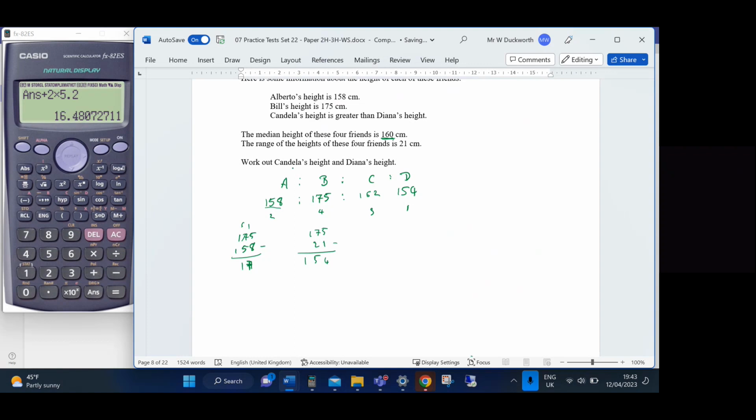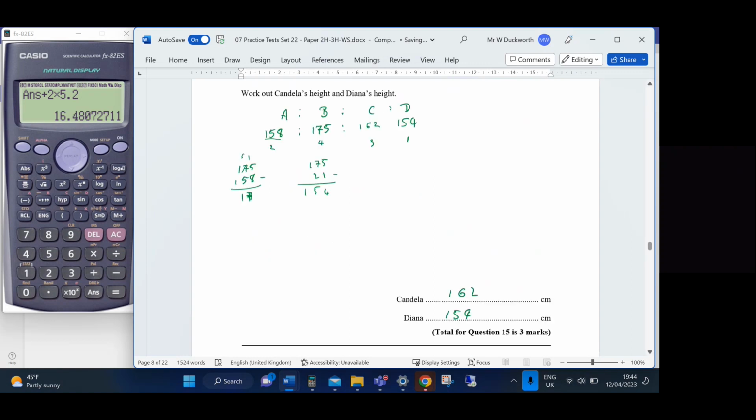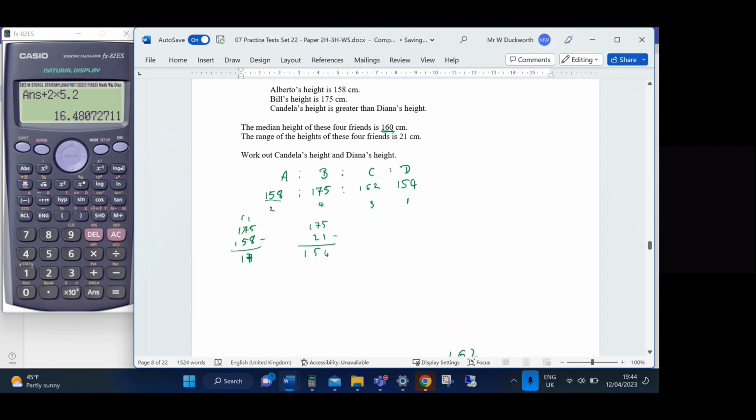So the only option is that Alberto is the second tallest, Bill is the tallest, C is going to be the third tallest, and D would be the shortest. Based on that, if the second value is 158, and we need to have a median of 160, so A is 2 below, so C must be 2 above the median, meaning 162. And then if we've got a range of 21, and we're saying that B is the tallest, the range must be 175 minus 21, which would give us 154. Yeah, I'm happy with that.